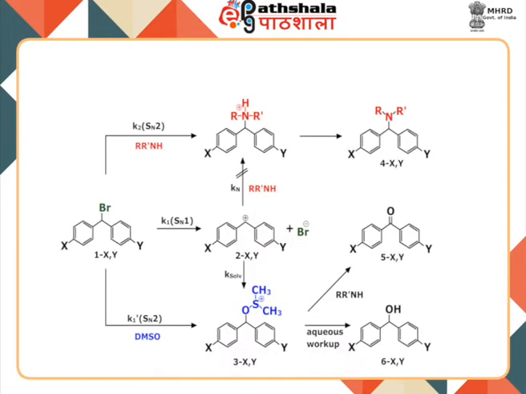Let us take an elegant example in which benzhydryl bromides were made to react with amines in DMSO, dimethyl sulfoxide, giving benzhydryl amines, benzophenones and benzhydrols as products. For the reaction under several cases, the first order rate constant k1 for the formation of carbocation was observed, which was similar in magnitude to the second order rate constant k2 for the concerted SN2 reaction.